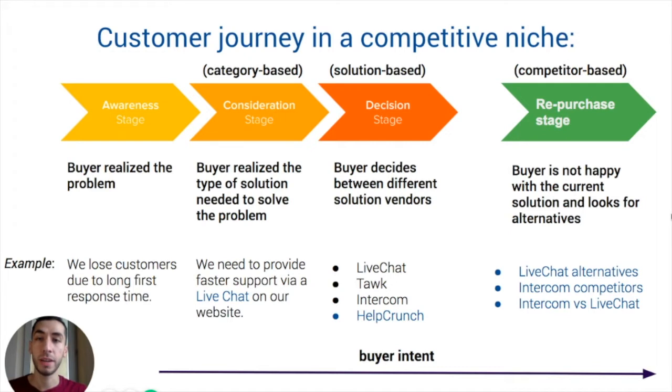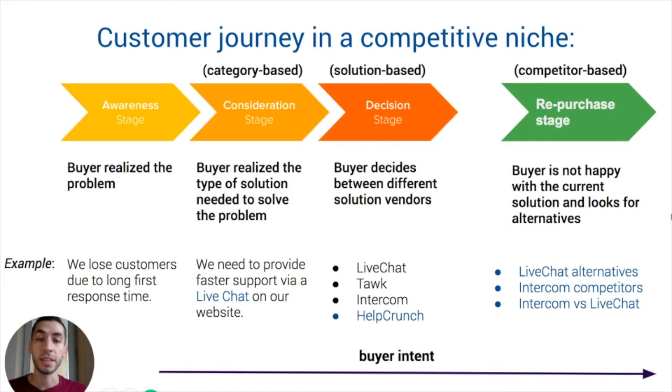But if you're in a competitive niche, we may add one more step to this customer journey, and that's what I call a repurchase stage. What we're going to focus on is when your buyer is not happy with the current solution that they've previously chosen, and they look for different alternatives. So you can be there with your solution, and all of your advantages clearly explained on why your solution is better than the current one the buyer is using right now.